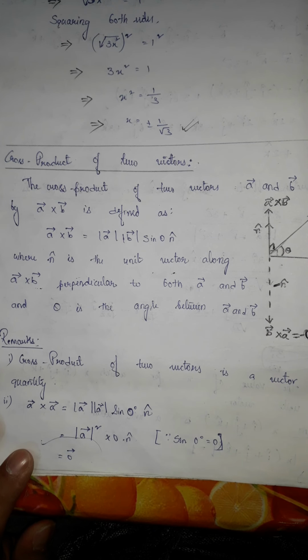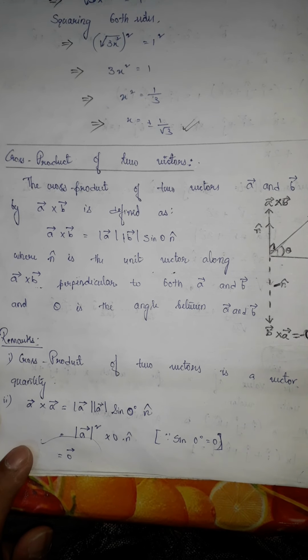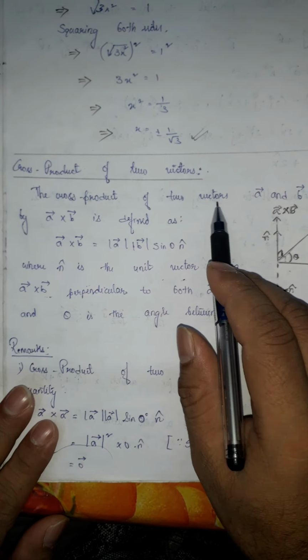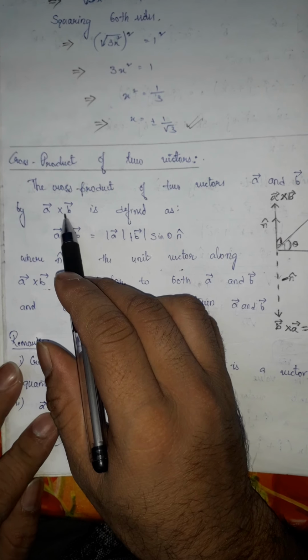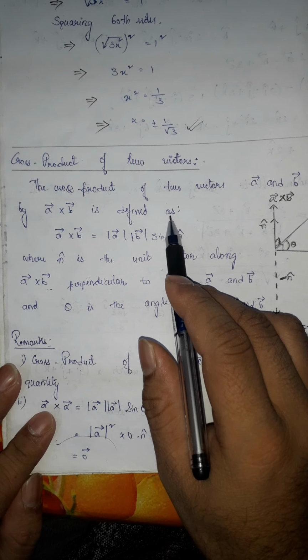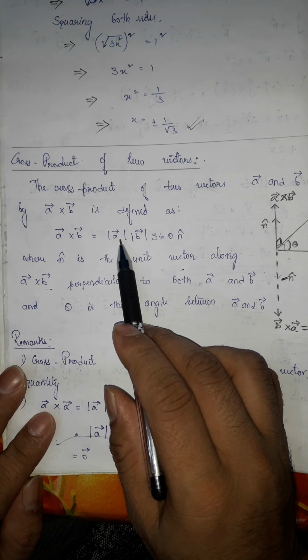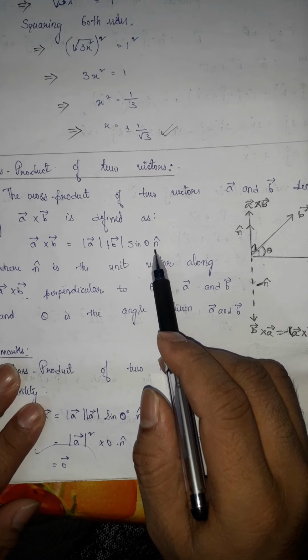Hello students, today we'll do the cross product of two vectors. The cross product of two vectors a and b, denoted by a cross b, is defined as a cross b equal to magnitude of a into magnitude of b sine theta n cap.